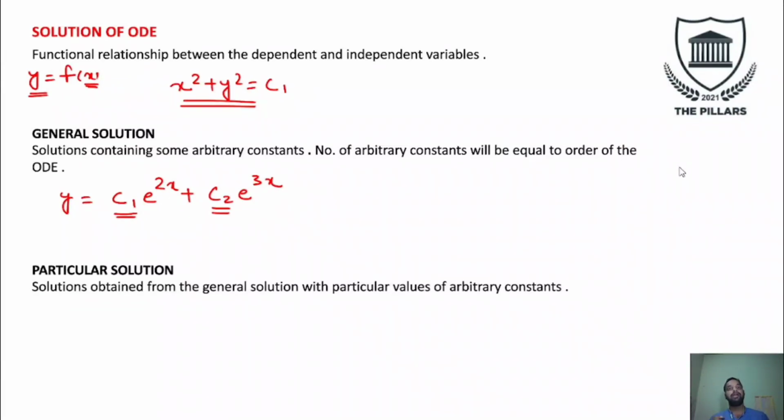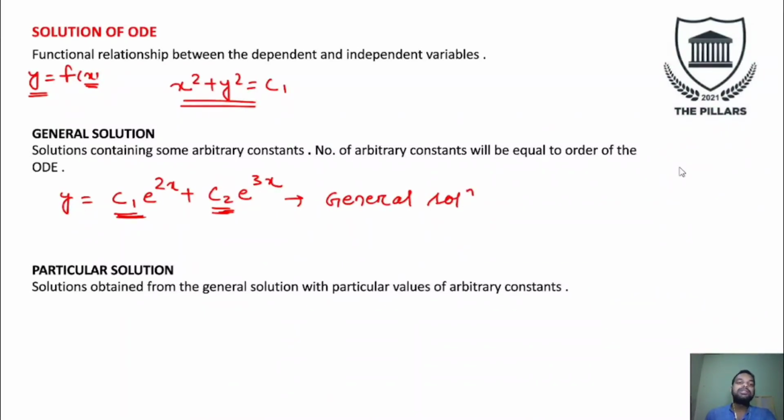Like while integrating, we get an integration constant, and then after that we find that value. So in this case also we will find arbitrary constants, and the number of these arbitrary constants will be equal to the order of the differential equation we have been given. Now, if we don't know the values of c1 and c2, then this is called the general solution of that differential equation.